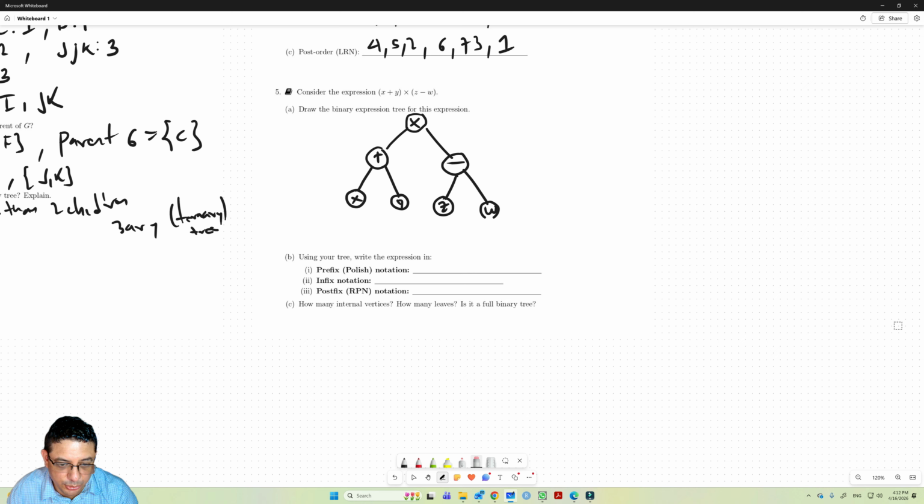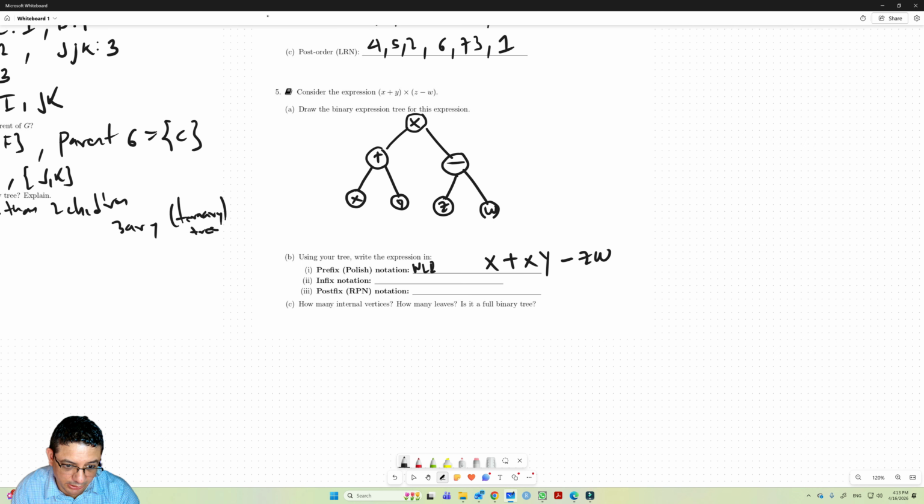Now, using the tree, we're going to write all the possible traversals. So first, we're going to use the prefix, the Polish notation, which is equivalent to the preorder that we described before, the NLR notation. In this one, we'll start with the main operation, which is the times. Then we go with the plus. Then we have the leaves on the left side, which are x and y. Then we go with the minus, which is the operation on the right side, and then c, w.